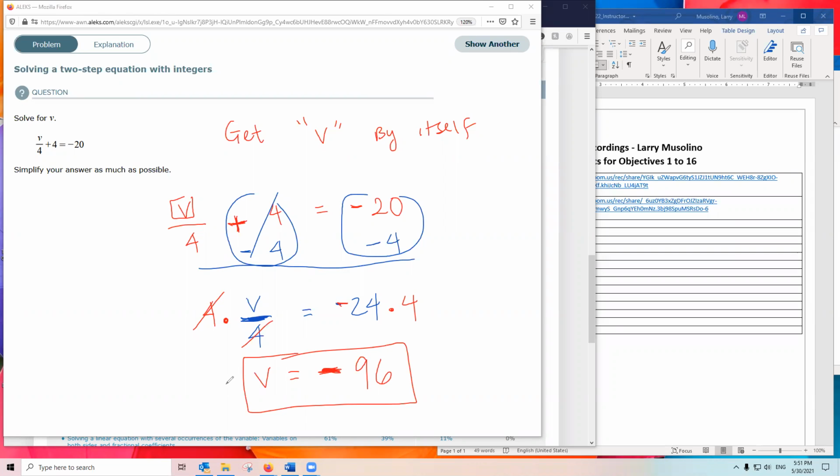Okay, so in this example, we did need 2 steps. We first had to get rid of that addition of 4. Then the second step was to get rid of that division by 4 in order to get v by itself.